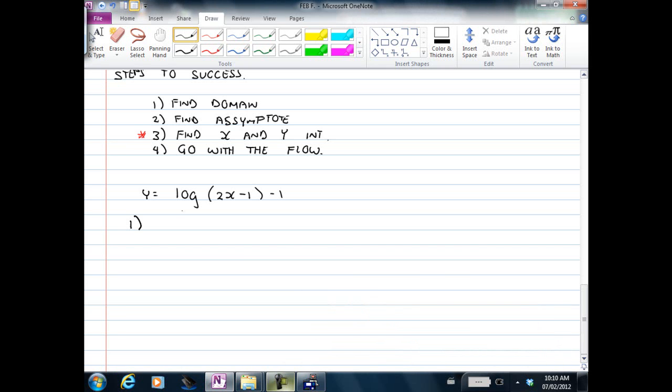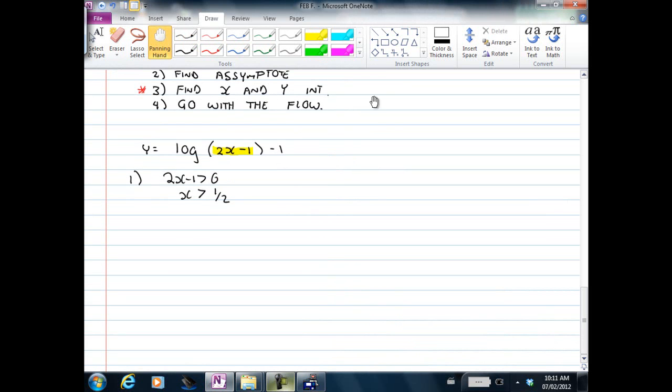So guys, gals, to find the domain, remember, the only thing I care about when you do domain of log is just that stuff. Set that stuff to be greater than 0. 2x minus 1 is greater than 0. X is greater than 1/2. Done. Now, let's draw a little sketch of my grid right now. I'm going to show you what domain is.